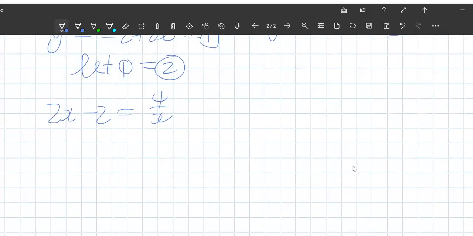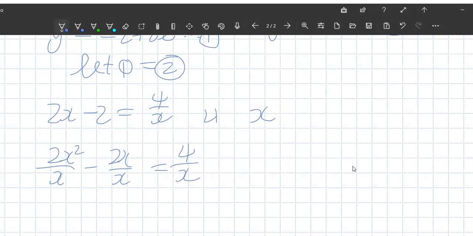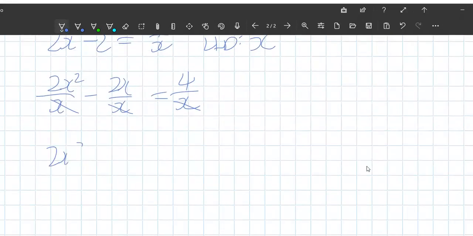From here, we can quickly rearrange to make x the subject to solve for x. First thing we need to do is make a lowest common denominator of x. So 2 times x over x is 2x squared over x, and minus 2 times x over x is 2x over x. And the 4 is already over x, so we're okay. Once you've got all of them into the lowest common denominator, we can drop the x. We end up with 2x squared minus 2x, bring the 4 over, minus 4 equals 0.